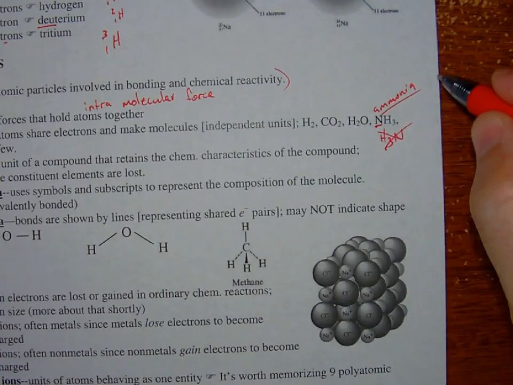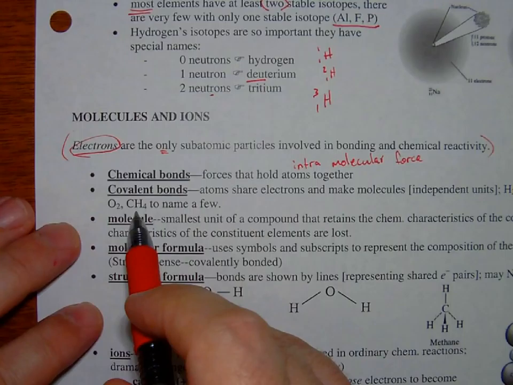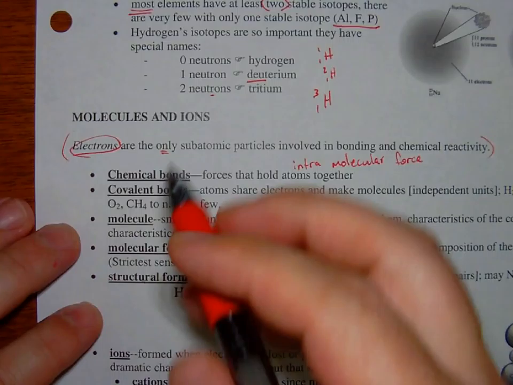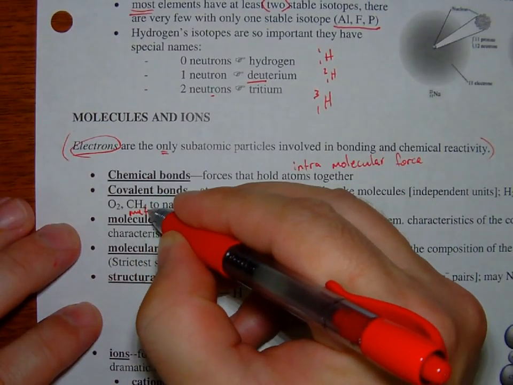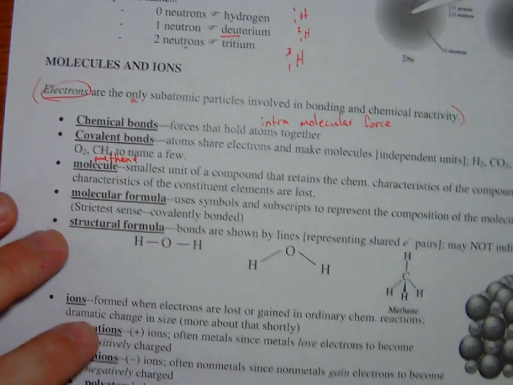Call it ammonia. Kind of in the same way, no one calls this tetrahydrogen carbide. Like, no one calls it that. They call it methane. Again, get used to that. That is methane.